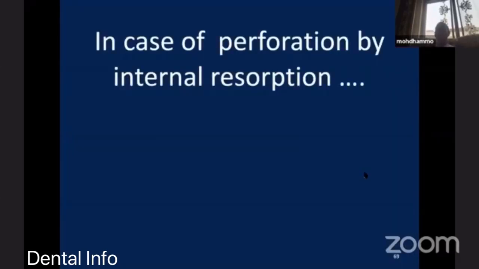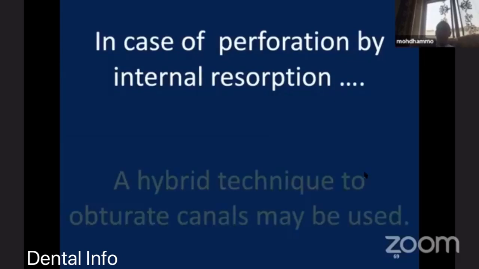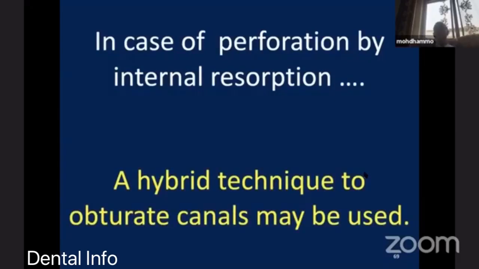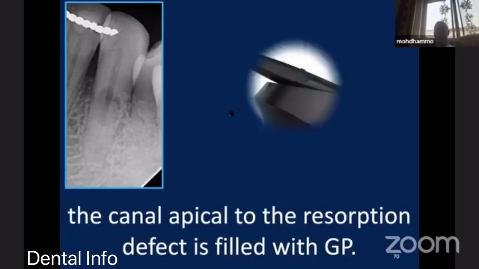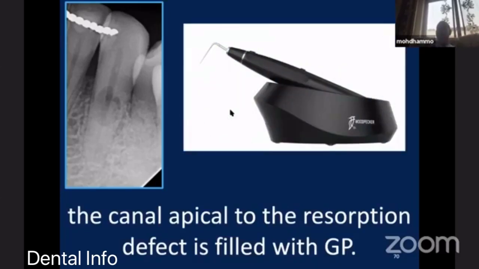What if we have perforation by internal resorption? We will manage this as we manage the perforation. We will use what we call the hybrid technique. Hybrid technique means we will fill the apical part with the Guttapercha. Here we have internal resorption. So the apical part here is filled with the down pack technique.